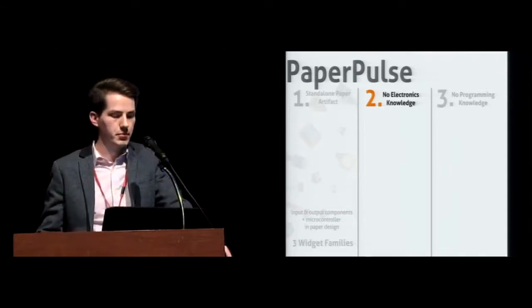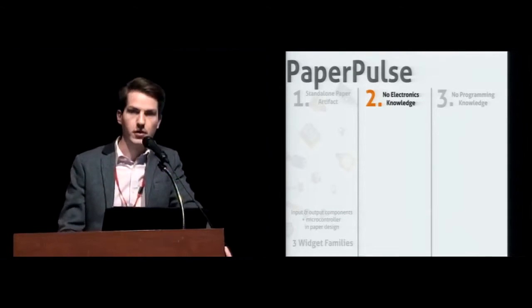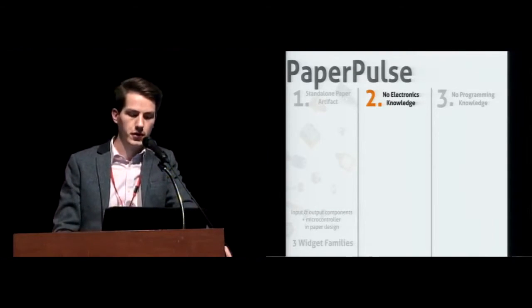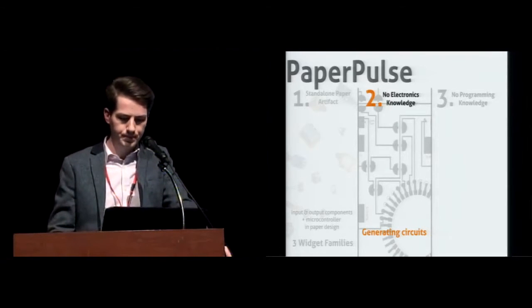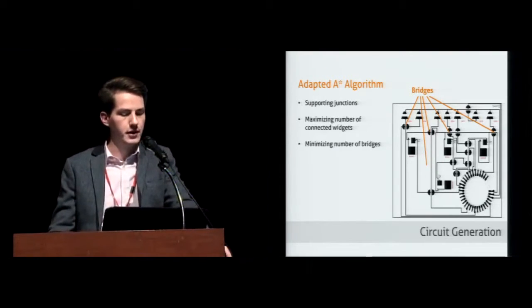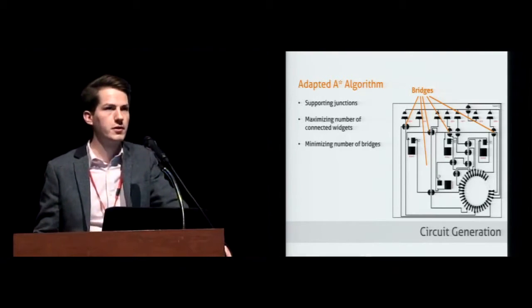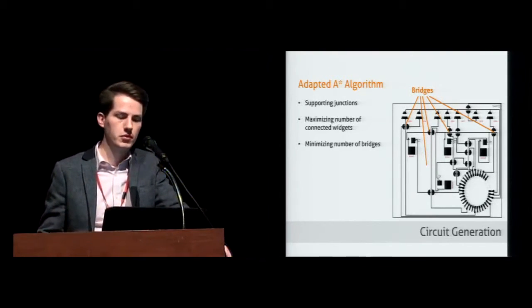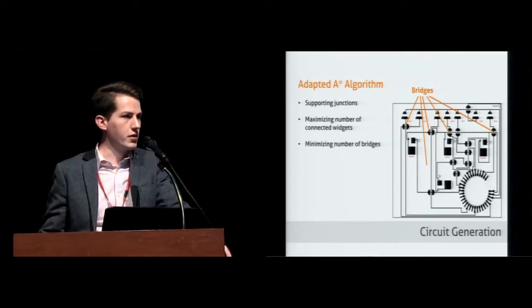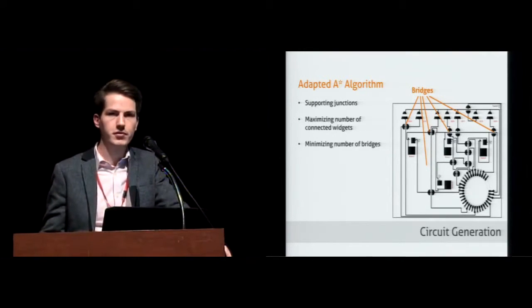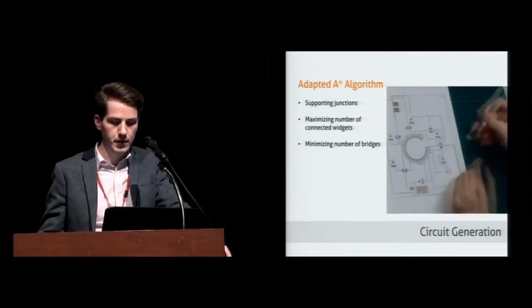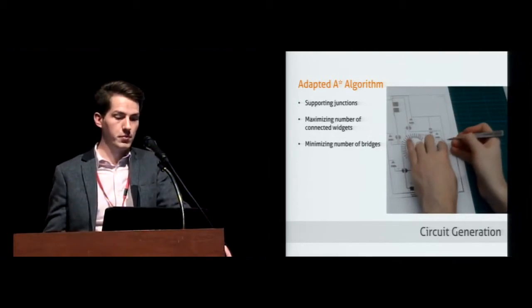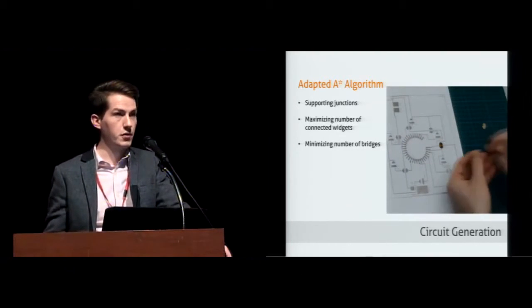The second fundamental principle on which PaperPulse is built is that it doesn't require any programming knowledge or electronic knowledge, because we generate all the circuits. Therefore, we adapted a traditional A-star algorithm to efficiently use pins on the microcontroller. At the same time, we try to minimize the number of intersecting circuit traces, because at these places the user has to place a bridge. This uses the same principle with this sticker metaphor as the off-the-shelf widgets do.